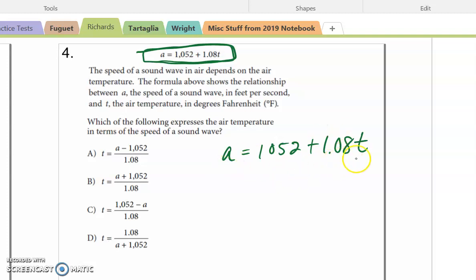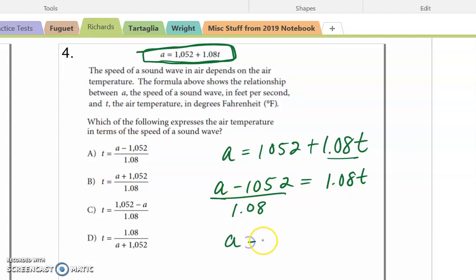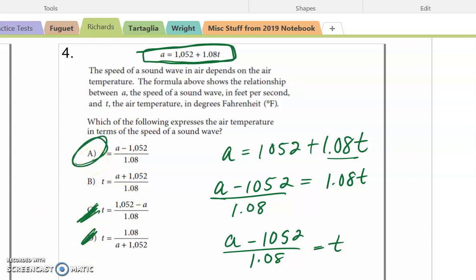But first move, t is attached to that. So we're going to take that 1052 and set it equal to 1.08t. And then we are going to divide by that 1.08. Just making sure it's in the right order. So here, this is where it's minus, the 108's on top. So out of these, making sure it's in the correct order and it's a minus sign since we brought it to the other side.